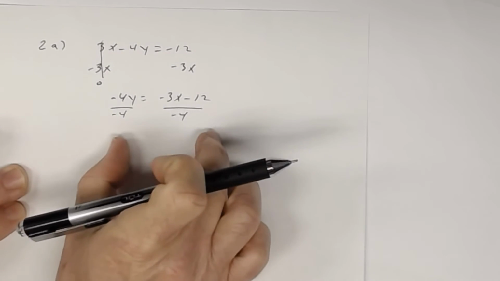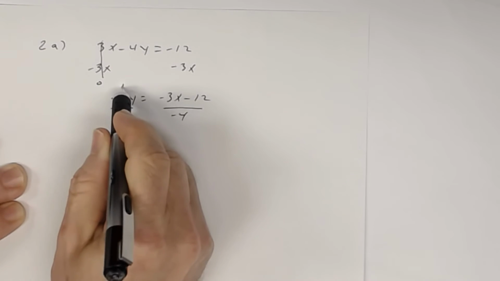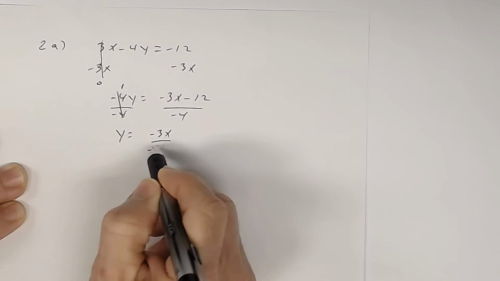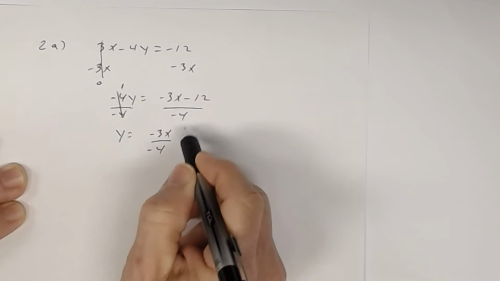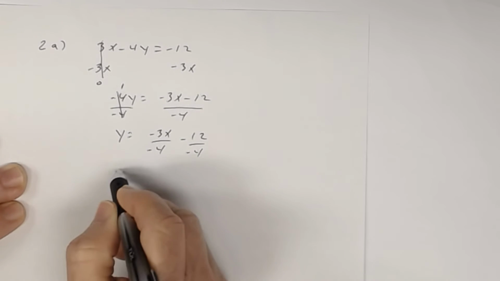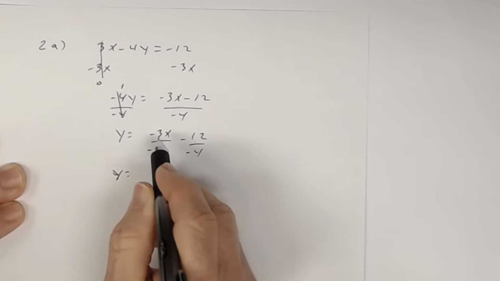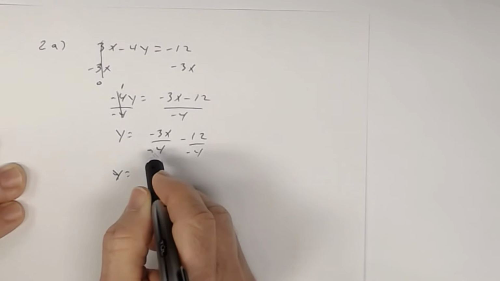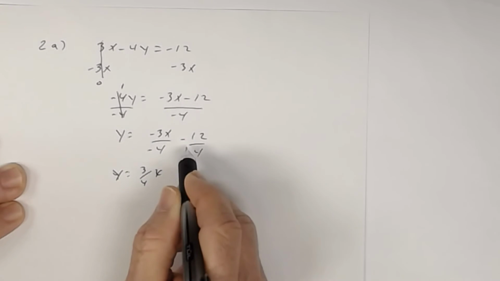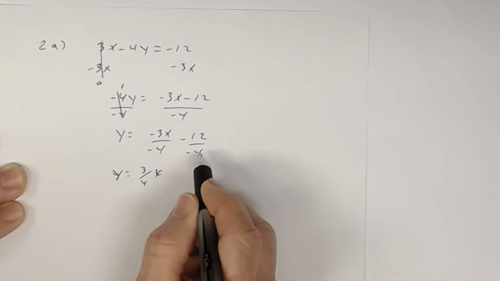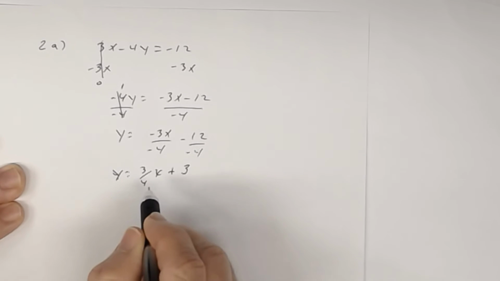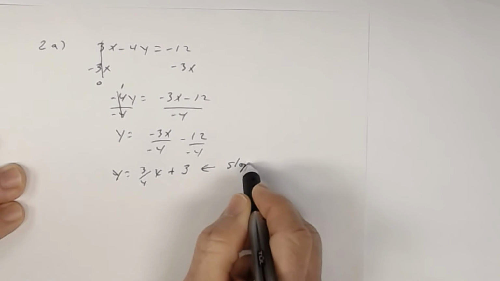Okay? And then I'm going to simplify this right here. Don't leave it like this. Make it look better. So negative 4 divided by negative 4 is 1. 1 times y is y. And then I get negative 3x divided by negative 4, minus 12 divided by negative 4. Don't leave it like this, and here's why. You need to know that a negative divided by a negative is a positive. So this is 3/4 x. You need to know that negative 12 divided by negative 4 is a positive 3. Okay? So there's your slope-intercept form.